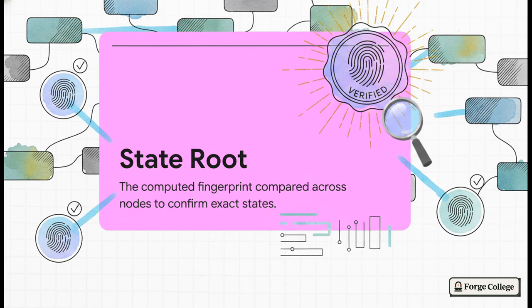You take your state root, you compare it to the network's state root, and if they match, you know with absolute mathematical certainty that you all produce the exact same new state. It is the ultimate verification stamp.